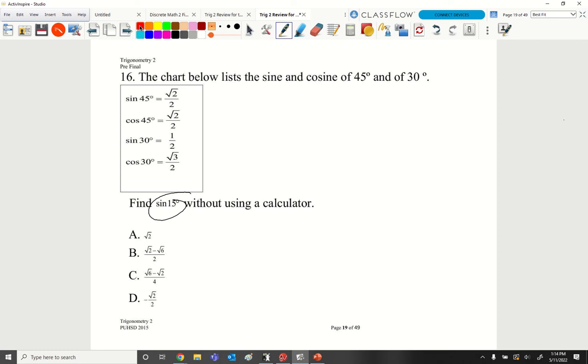For those people following along, I am going to try and do this by hand, and let's see if I can actually beat you to it. So sine 15, that's going to be sine of 45 minus 30.